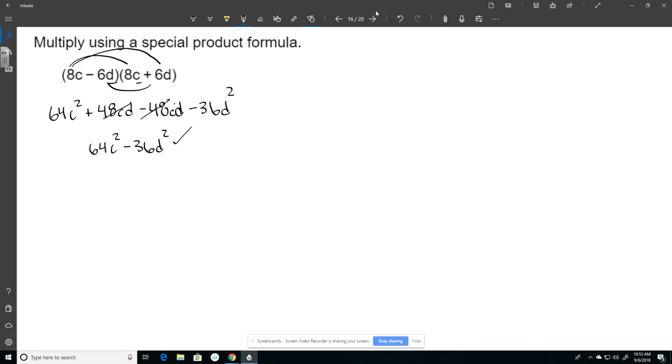If you recognize that these are the same parentheses except this has a minus and this has a plus, then you can remember, hopefully, to use the shortcut. The shortcut is square the first one: 8c, all of that squared, becomes 64c squared, and square the last one: 6d squared is 36d squared. And then we put a minus sign in between them. Either way, long way or shortcut, you get the same answer.